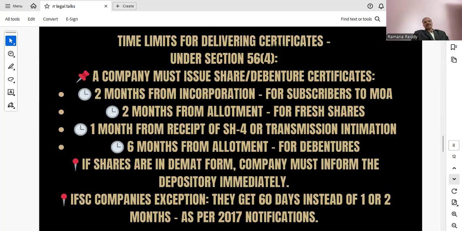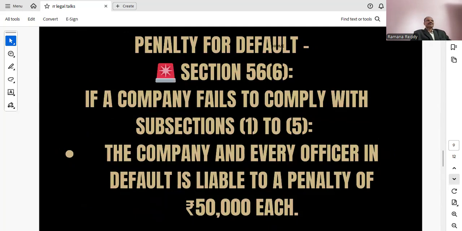If shares are in demat form, then the company must inform the depositories, and that has to be immediately intimated to the depositories. For IFSC companies there is an exception: they get 60 days instead of 1 or 2 months as per the 2017 notification.